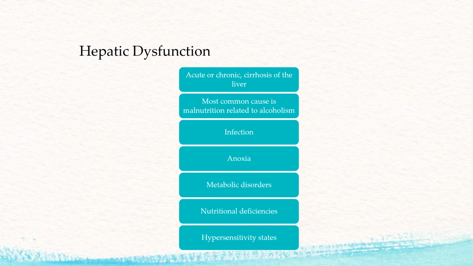So what can cause our liver dysfunction? Acute or chronic cirrhosis of the liver. Your most common cause is malnutrition related to alcoholism, infections, anoxia, metabolic disorders, again, nutritional deficiencies, and hypersensitivity states.